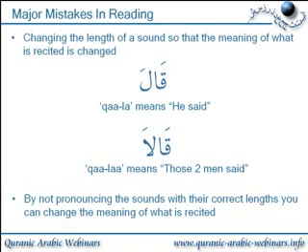So by not pronouncing the sounds with their correct lengths, you can change the meaning of what is recited. So one of the main skills that you must learn and you must pay a lot of attention to is the lengths of your pronunciation. You must not overstretch anything, and you must not shorten any length. What is two long must be pronounced as two long, and what is one long must be pronounced as one long. So this is one of the key skills you must have, and you must train yourself to do this correctly. Now if you do change the length of a word by mistake, this is known as a major mistake, so you're not allowed to do that.